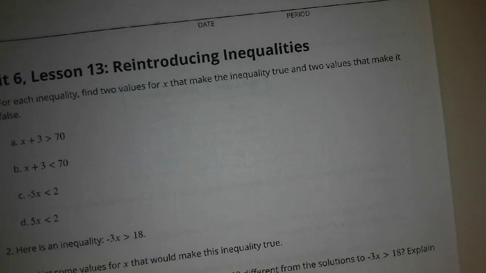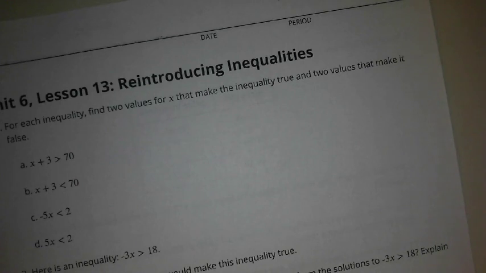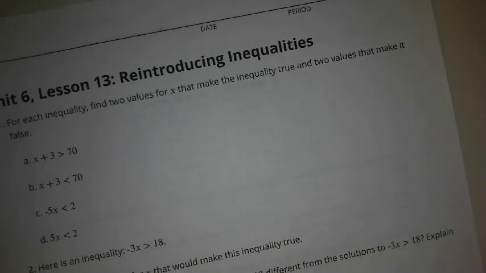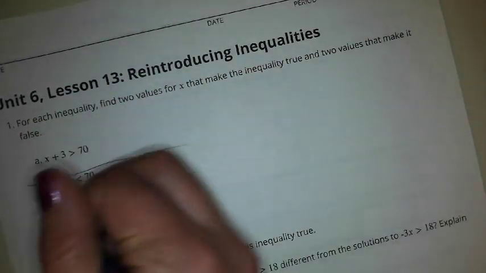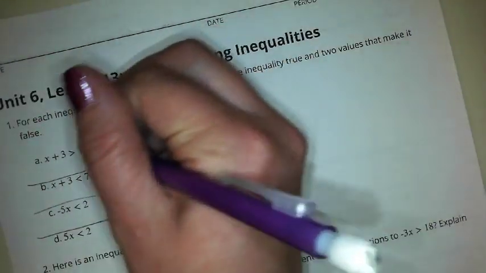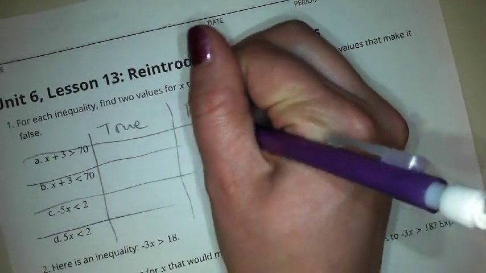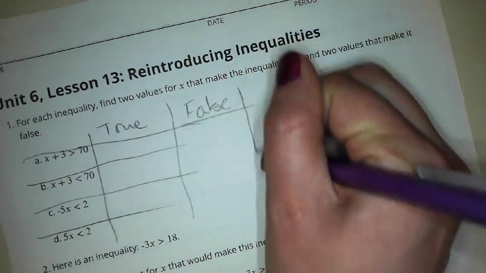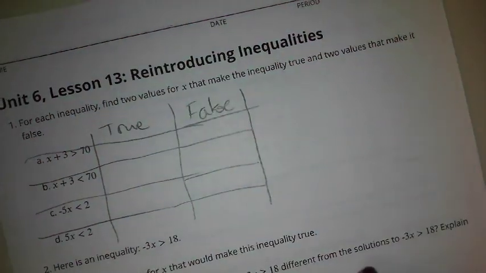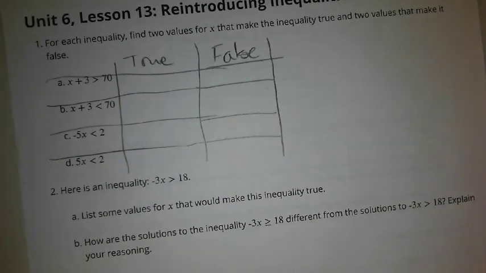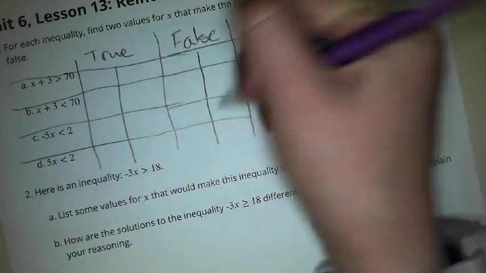So for each inequality, find two values for x that make it true and two values that make the inequality false. What I'm going to do is make a table here, just on a rough sketch, and we're going to have our true and our false. Now the numbers that I'm putting on here are just examples. There are really many different numbers that you could come up with for these, okay? So these are just my examples.